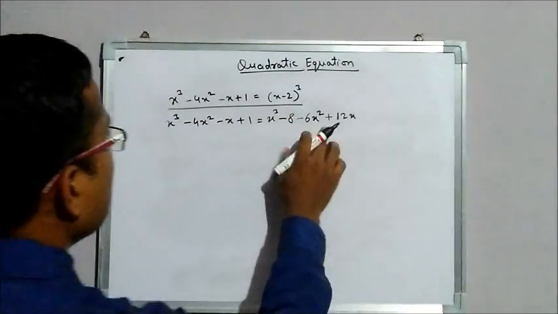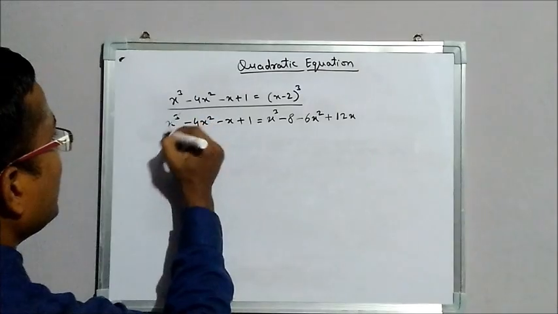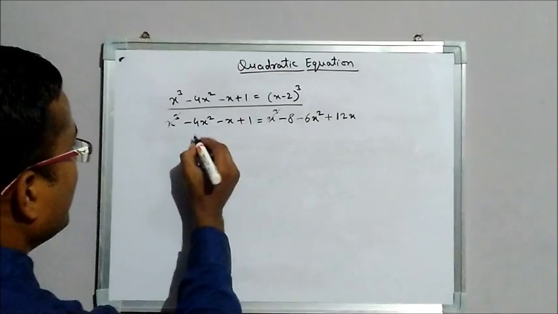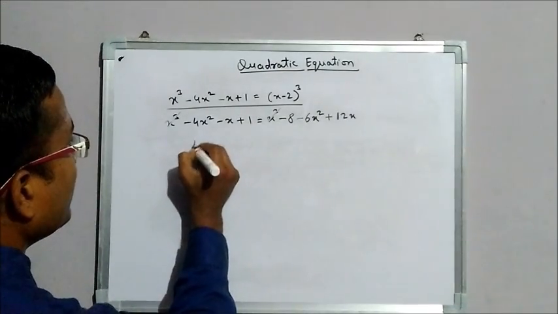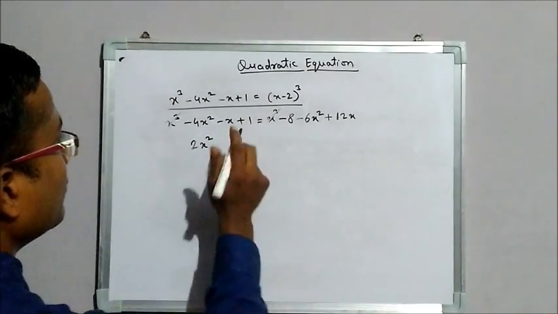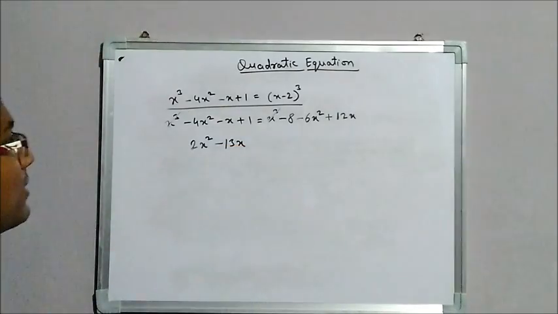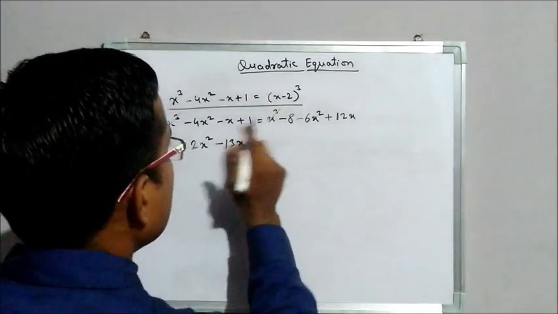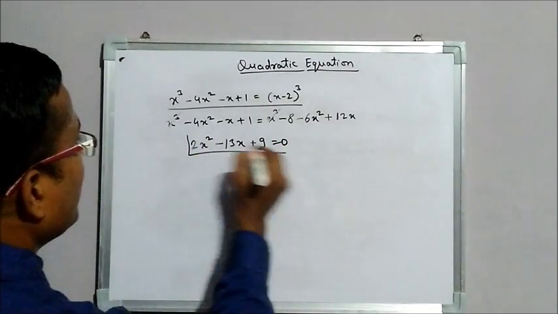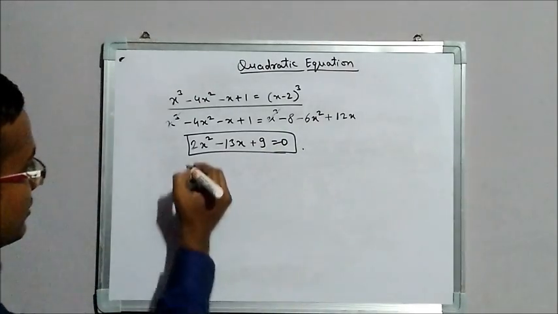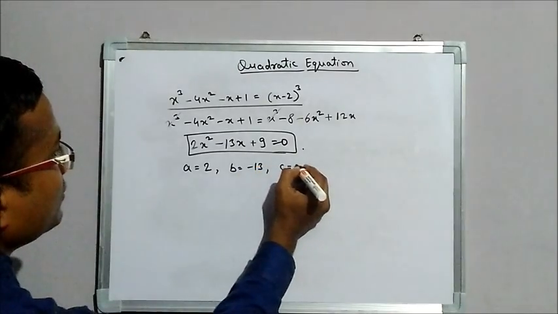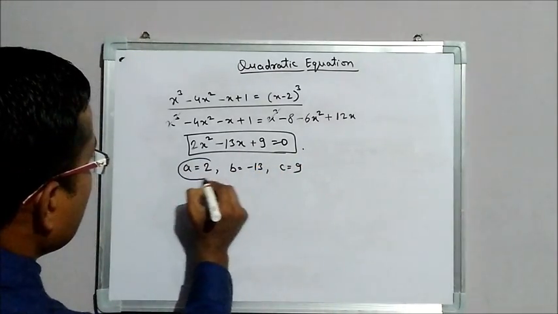Now on solving this equation, x³ cancels with x³. Then 4x² minus 6x². Taking this to the LHS, we get 2x² minus x plus 12x. Combining, we get minus 13x, and minus 8x here, plus 9 = 0. On comparing this with the general equation of a quadratic equation, here a is equal to 2, b is equal to −13, c is equal to 9. Here a is equal to 2.